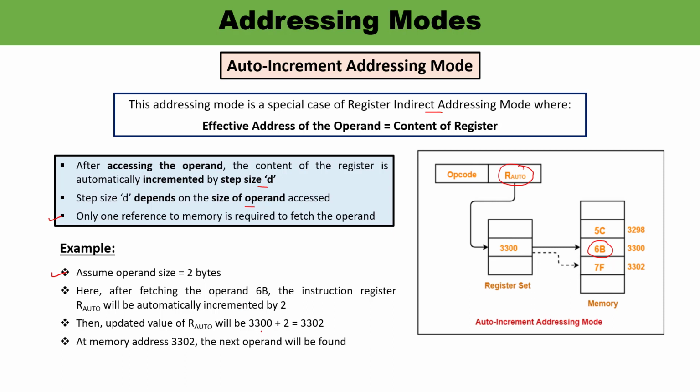So now 3300 plus 2 means the next location to be pointed to is 3302. At memory location 3302 the next operand will be found, which is 7F. This is how you can explain auto increment addressing mode.